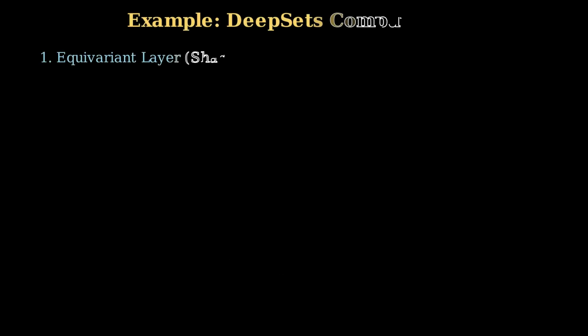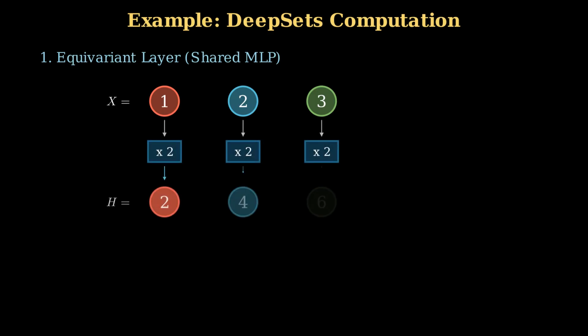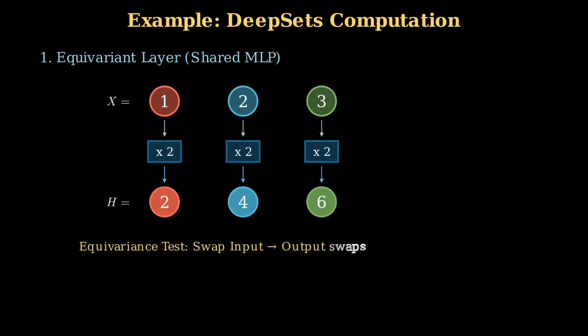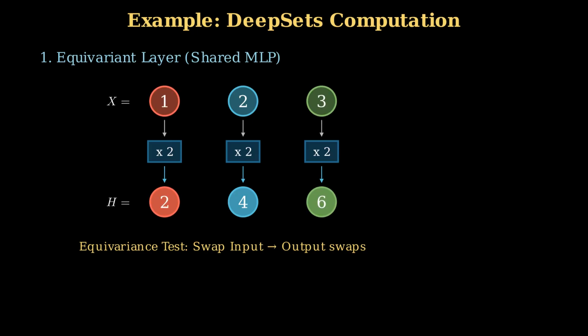Let's look at a concrete example using deep sets. We have an equivariant layer applying a multiply by 2 function to each input element. 1, 2, and 3 become 2, 4, and 6. If we swap the positions of the input elements, their positions in the output automatically swap as well. This is permutation equivariance.